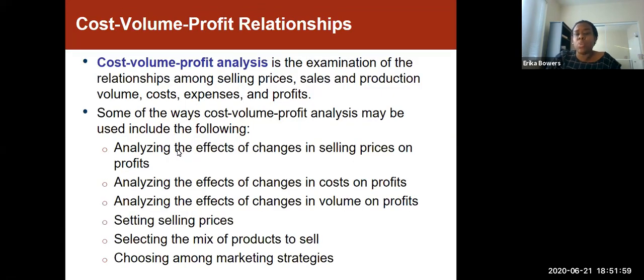So now we're going to look at what's called cost volume profit analysis, CVP. It looks at relationships amongst your selling prices, sales and production volume, cost, expenses, and profits to help us with all of these various things.